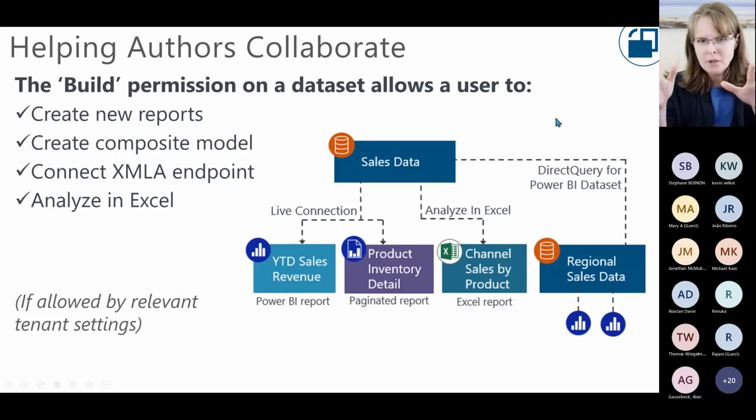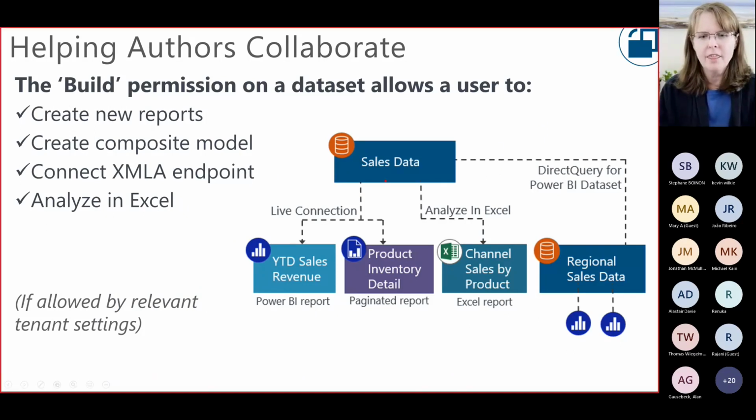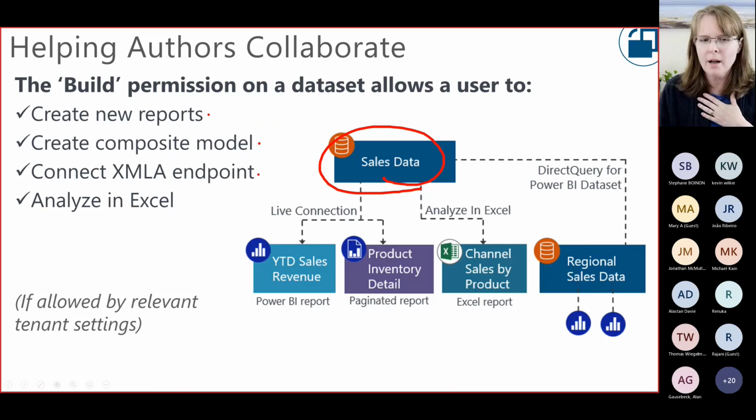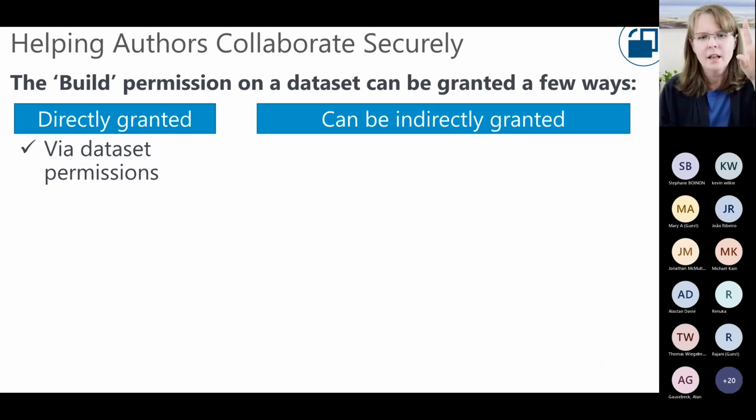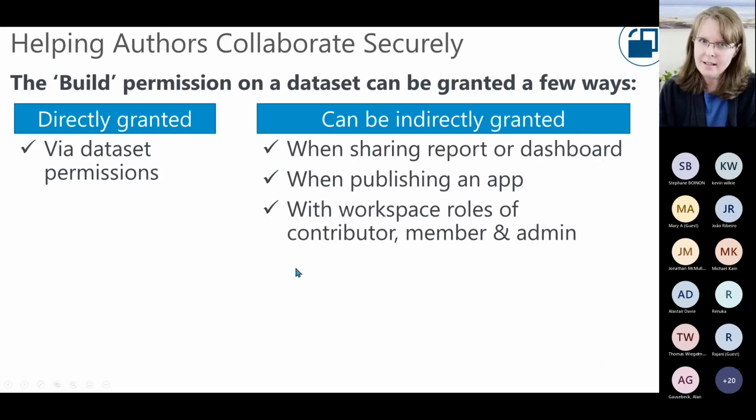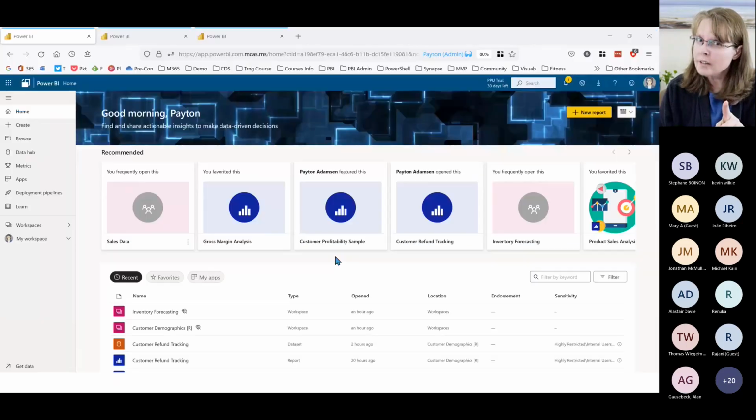Now, you've heard me mention the build permission. If we have build on this original data set, we can create new reports from it. We can create a composite model. We can connect to it from the XMLA endpoint, and we can do analyze in Excel, which is basically the same thing as a live connection, just from Excel instead of from a report. So targeting your content creators, we can grant that build permission directly on the data set itself, or when we're sharing. So let me pop over for a second.